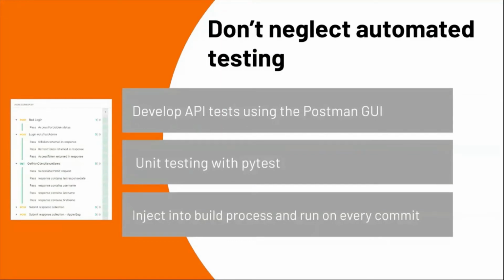For API testing, we designed our tests using Postman GUI, and then we exported these test collections into files that run on every commit. Our build pipeline runs both PyTest unit tests and Postman API tests on every commit.